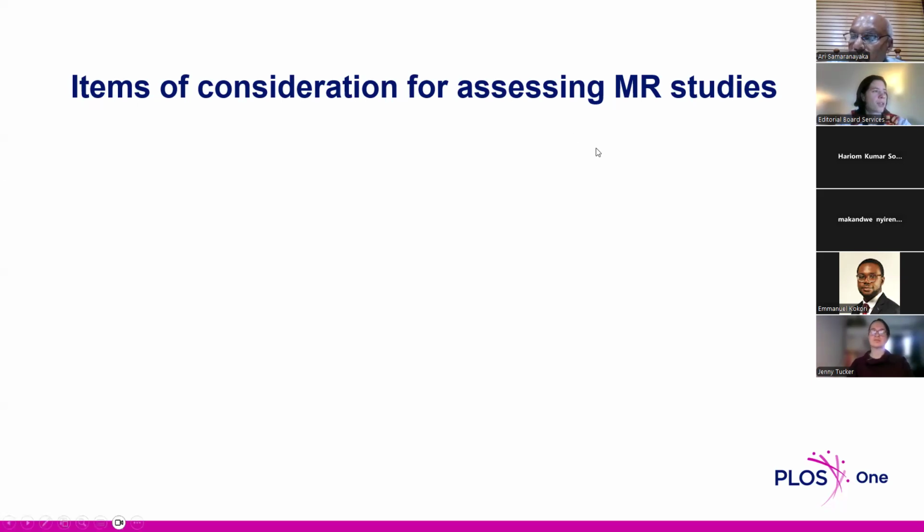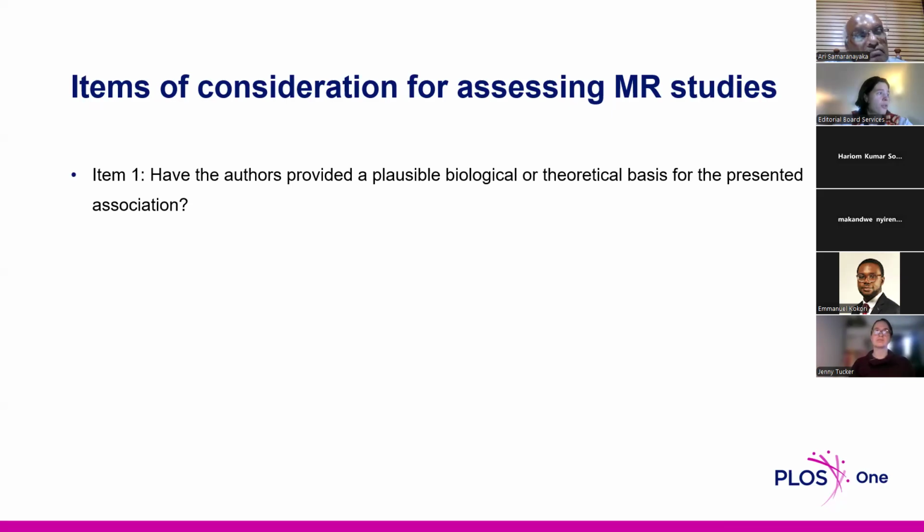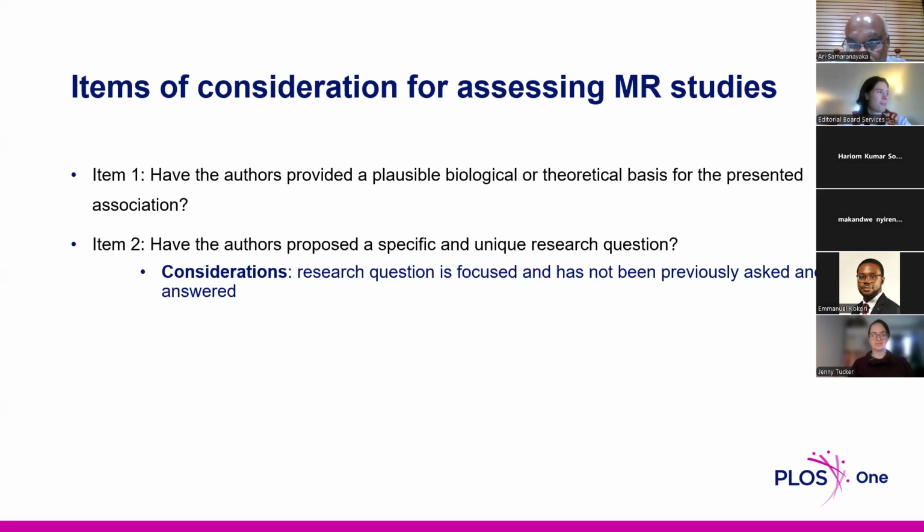All right. Going through these items, the idea is that when you as academic editors decide to handle one of the MR study submissions, you would also be sent this list of considerations just to support you in assessing the study before you make the decision if you send it out for peer review or not. The first one would be to see if the authors have provided a plausible biological or theoretical basis for the presented association. This goes hand in hand with what we've discussed in the beginning with publication criteria too. Just because this is an association that no one has looked into yet, that's not enough to judge if this study should be conducted. So this feeds into that.